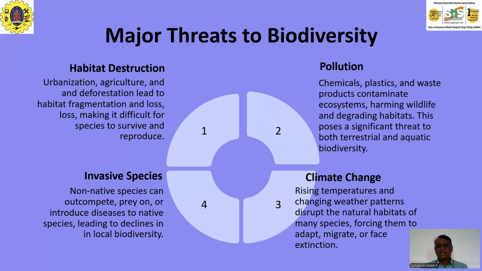And what about climate change? Climate change brings a rise in temperature and melting of ice. Climate change is an outcome of pollution, in which pollution increases the global temperature, forcing species to adapt, migrate, and sometimes some species can go extinct.